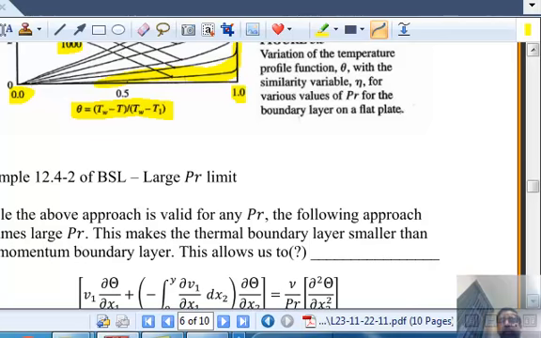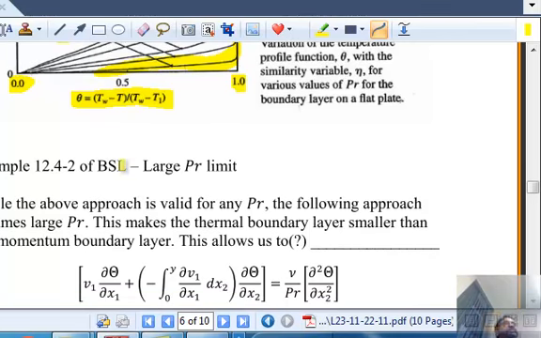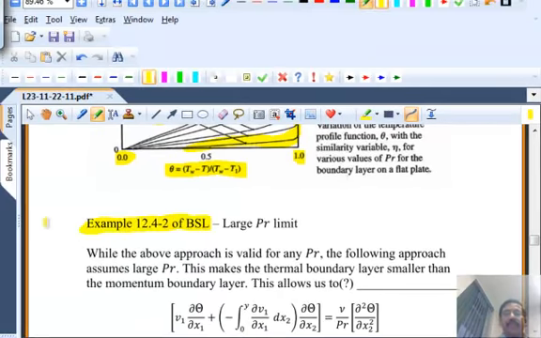Now, in Bird, Stewart, and Lightfoot, the full solution to this problem is not done. So I took this from a different book. But Bird, Stewart, and Lightfoot have just one example for the large Prandtl number limit. In terms of the final exam, I will hold you responsible for anything in Bird, Stewart, and Lightfoot, but not necessarily things that are taken outside. But I'm presenting them so that it forms a complete picture. You understand what is the total solution and what are asymptotic solutions. This one is an asymptotic solution valid only for large Prandtl numbers.